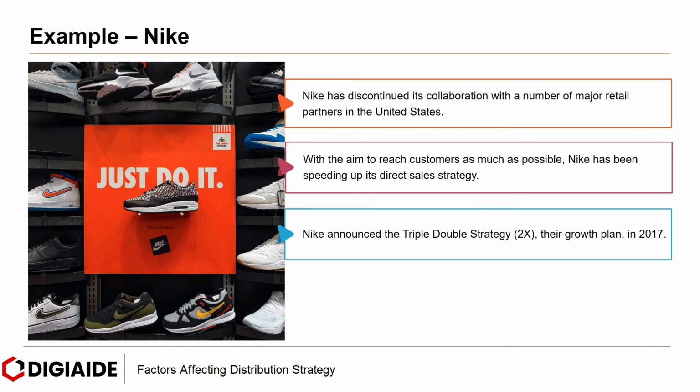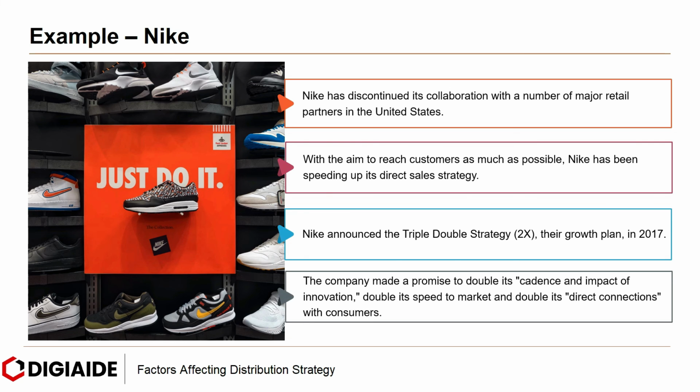Nike announced a triple XX strategy, their growth plan in 2017. The company made a promise to double its cadence and impact of innovation, double its speed to market, and double its direct connections with customers.